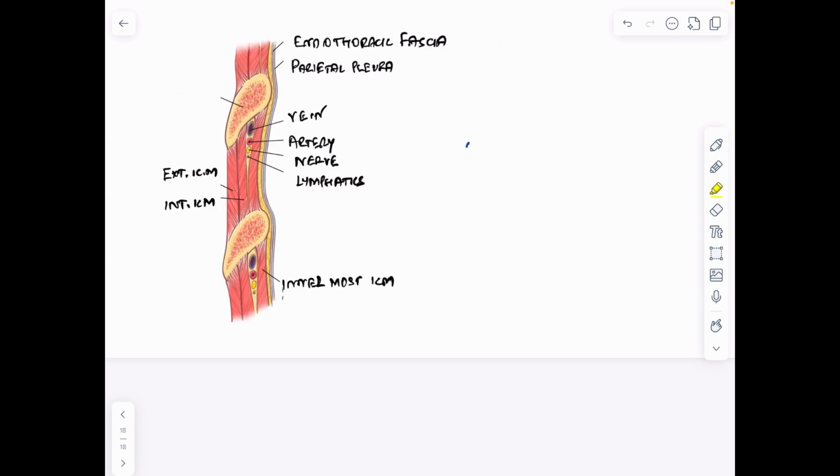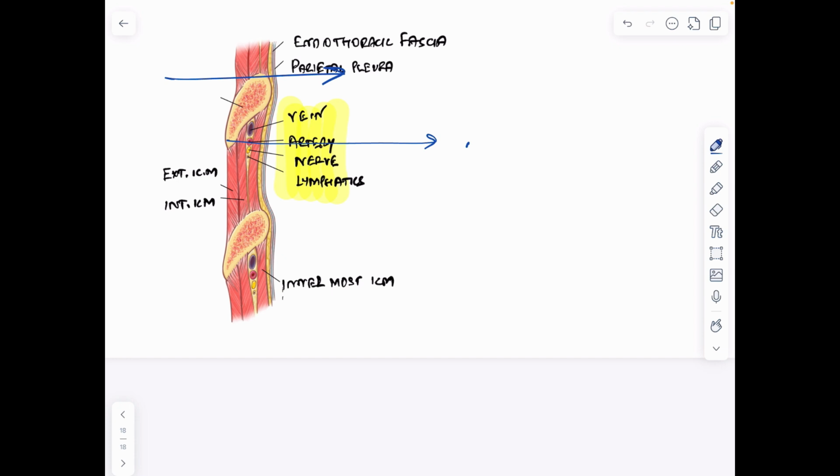Now you already know that the intercostal neurovascular bundle, that is intercostal vein, intercostal artery and the nerve, runs along the inferior border of each rib within the costal groove. So in order to avoid injury to these structures during chest tube insertion, the tube should be placed just above the upper border of the rib. So that is the ideal site. It is chosen in the intercostal space in order to avoid injury to the neurovascular structures.